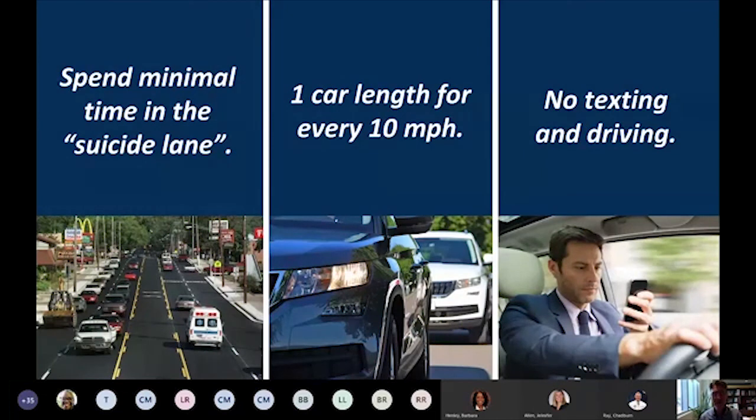One car length for every 10 miles per hour. You're going to see that in driver's manuals, driver's ed class. This is pretty common. You hear this. Is that a principle or a preference? Principle. Okay, I appreciate somebody volunteering for that. I think it goes closer to a principle. There's certainly times where I don't do that.